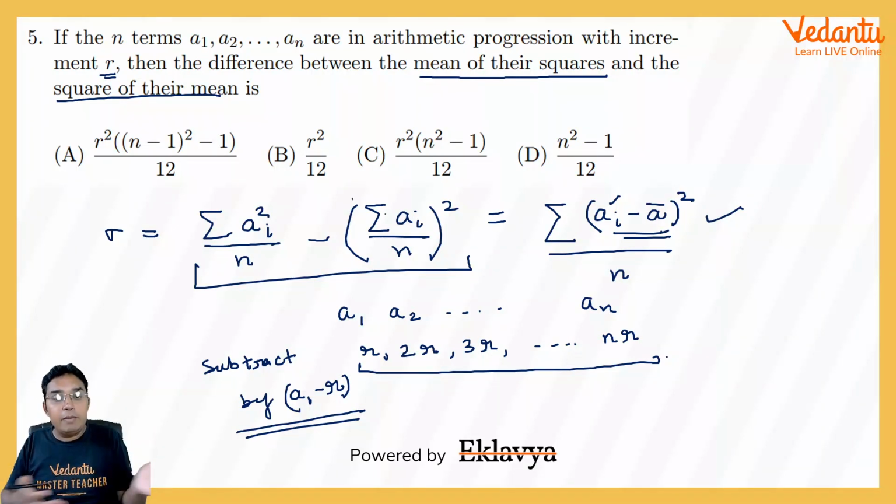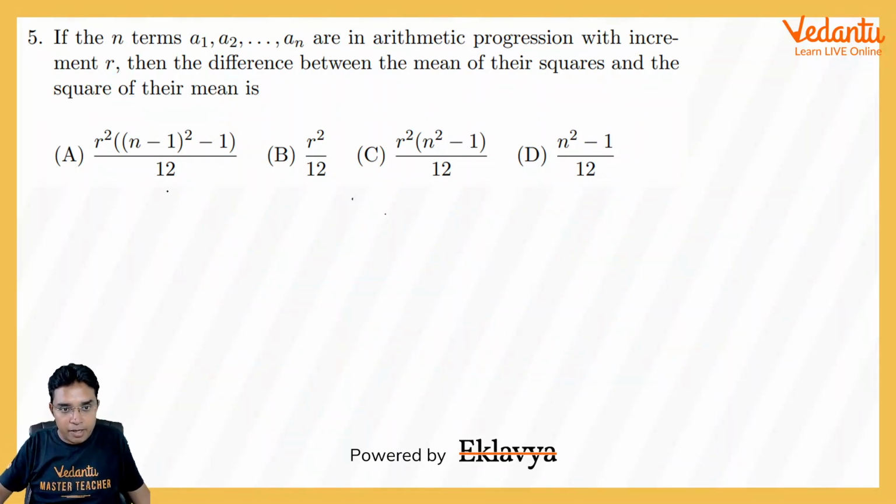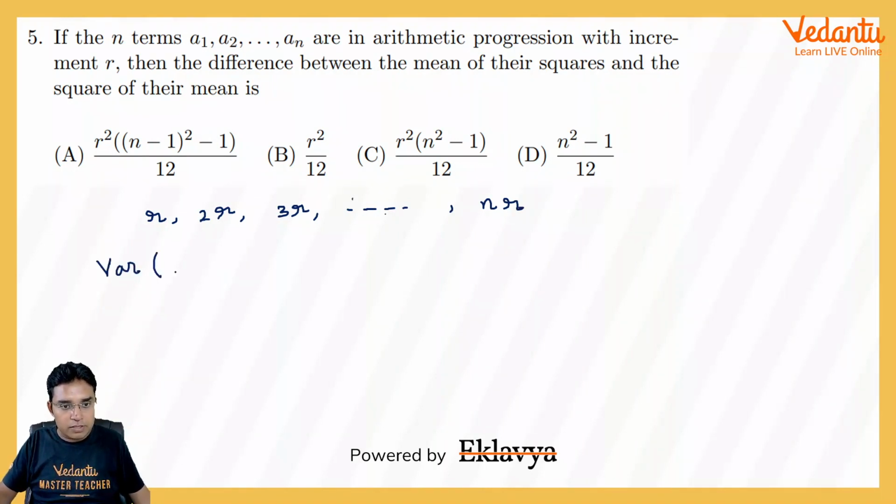In fact, R can be taken common, and in the variance it will come as R square outside. Okay, so let us see how this will be done. Let me write this data once again. My modified data is now R, 2R, 3R and so on up to NR. So now the variance of this data will be, we can write this as, actually the mean of their squares. Mean of their squares means you can add their squares by taking R square common.